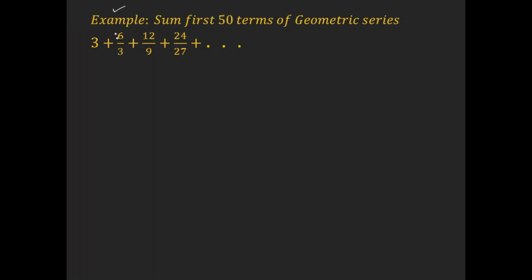The first example is the sum of the first 50 terms of a geometric series. In this geometric series, the first term is 3, and r is 2 by 3, and n is 50 because we are adding the first 50 terms. How is r 2 by 3?